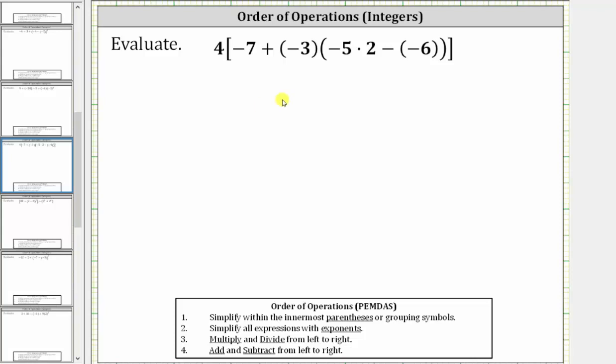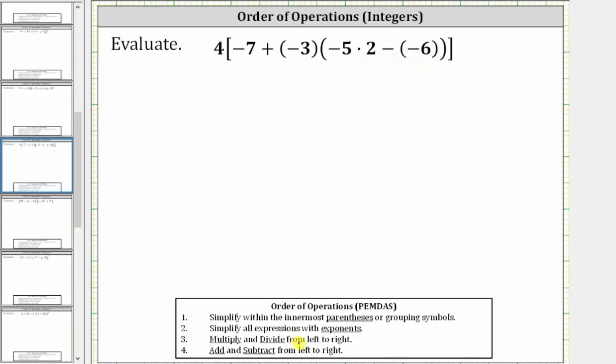We want to evaluate the given expression. Following the order of operations, the first step is to simplify within the innermost parentheses or grouping symbols. Looking at the expression, notice how we have parentheses as well as brackets. But the innermost grouping symbols are the inner parentheses here. Notice in these parentheses we have multiplication as well as subtraction.